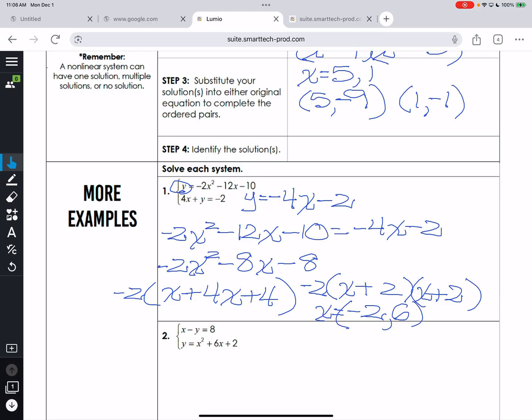Homework. Let me pull this. It's the evens. You don't have the sheet yet.